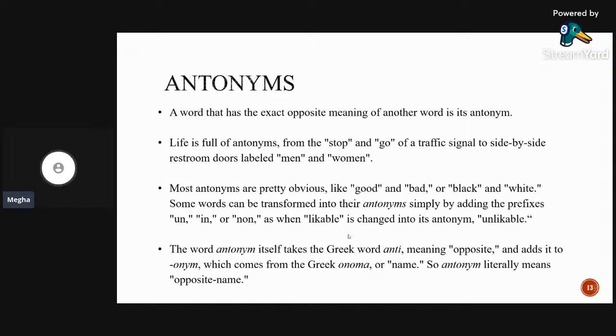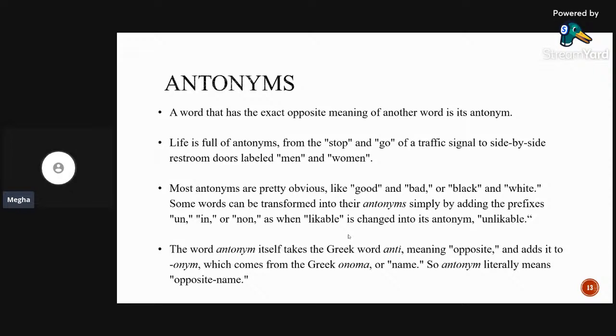Okay, so most antonyms are pretty obvious, like good and bad, black and white. Some words can be transformed into their antonyms by simply adding the prefixes un, in, or non, as when likable is changed to unlikable. So by prefixing un to a given word, you can change it to its antonym. It is only for a few words, not everything can be changed to an antonym by doing so.